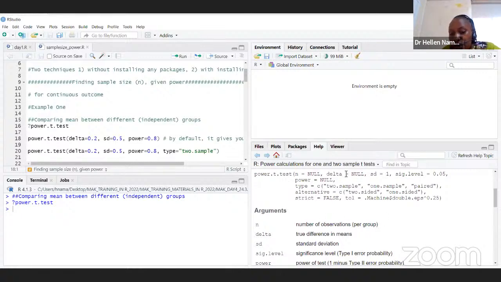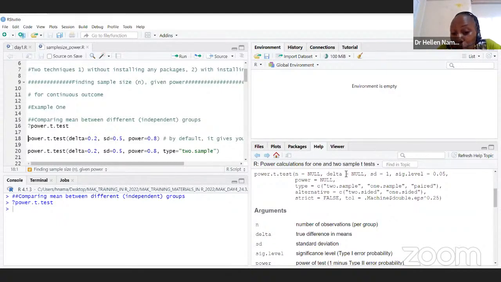The delta, remember, we are looking at the difference in mean sizes. That is my delta, mu1 minus mu2. By default, SD is 1 for R, but you can change that. We've got the standard deviation. The level of significance is 0.05, that is the type 1 error probability.